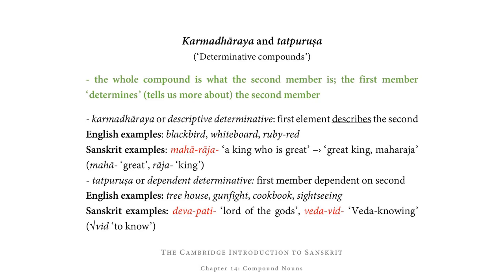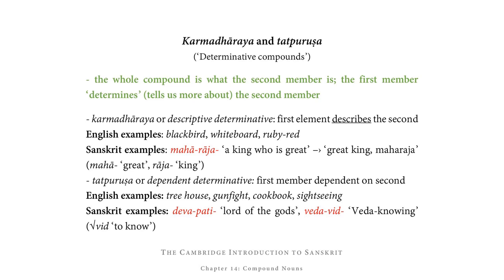Of karmadharayas, we have English examples such as blackbird, a bird that is black, whiteboard, a board that is white, or ruby red, a red that is like a ruby, that is like a ruby's. And among the various Sanskrit examples, we have, for example, Maharaja, a king who is great, so a great king, or a Maharaja.